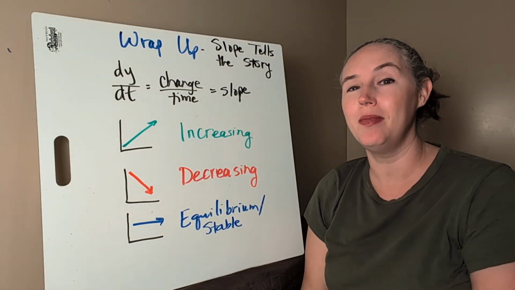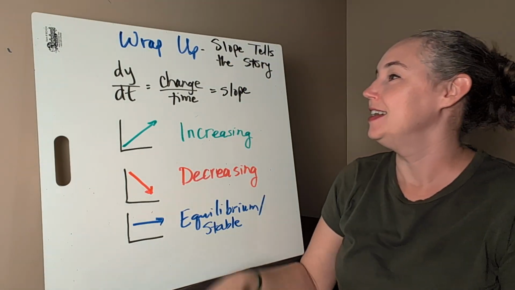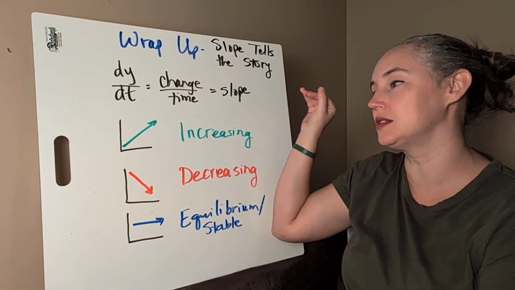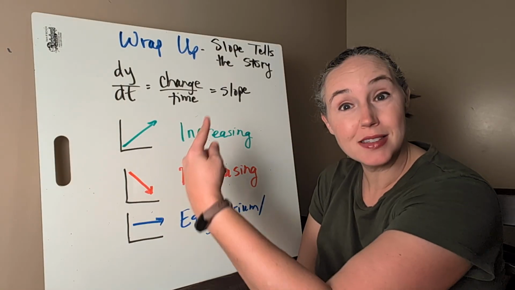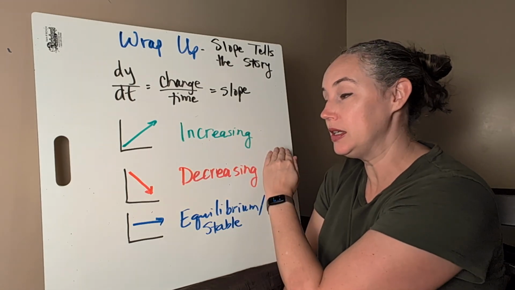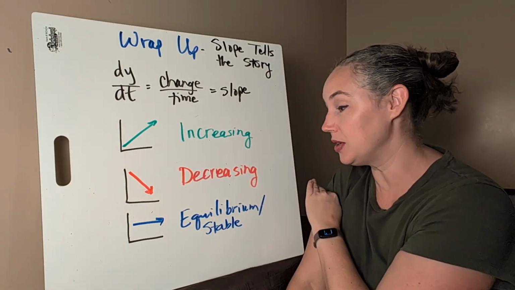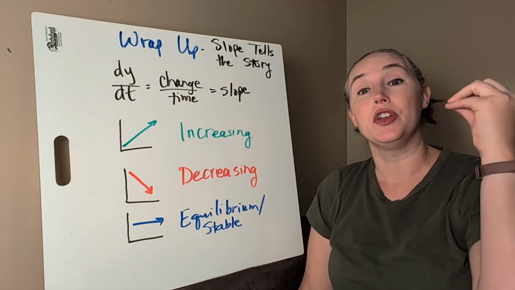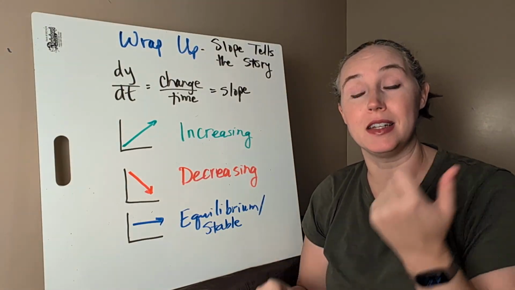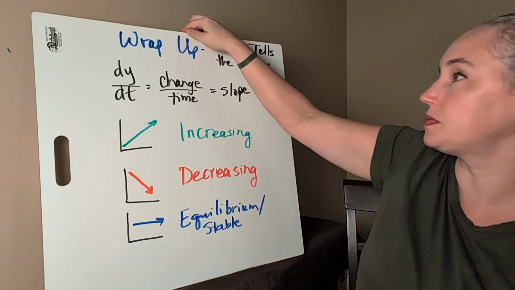So to wrap things up, the slope tells a story. dy over dt is your change over time, or the slope. If you have a positive slope, whatever you're looking at is increasing. If you have a negative slope, it's decreasing. And if it's flat, your model or your system is in equilibrium or is stable.